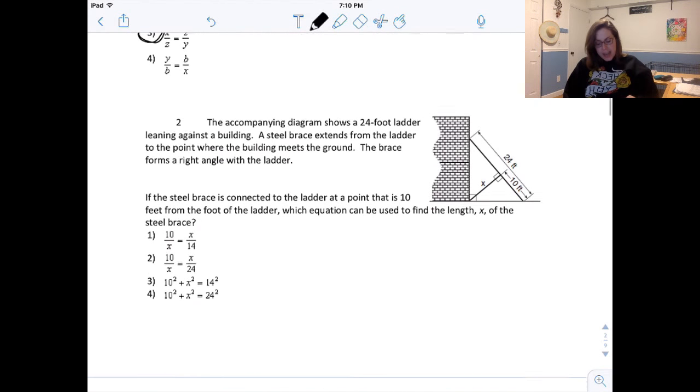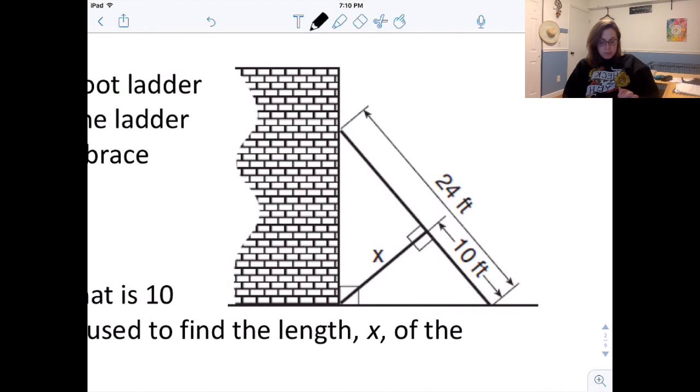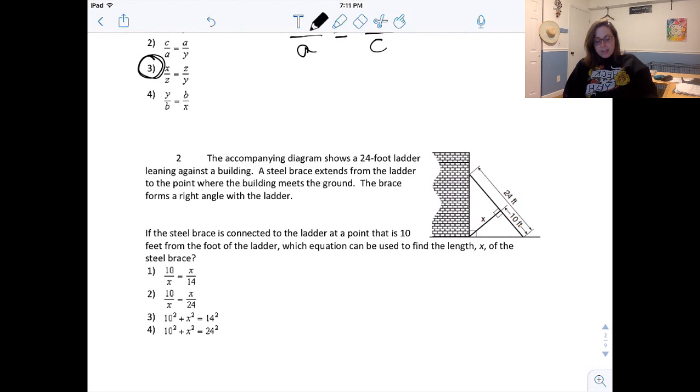Okay, let's look at the next one. The accompanying diagram shows a 24-foot ladder leaning against a building. A street brace extends from the ladder to the point where the building meets the ground. The brace forms a right angle with the ladder. So I know that I've got a right angle, and these are right angles. I see that this is an altitude from the right angle. If the brace is connected to the ladder at a point that is 10 feet from the foot of the ladder, which equation could be used to find the length of X?